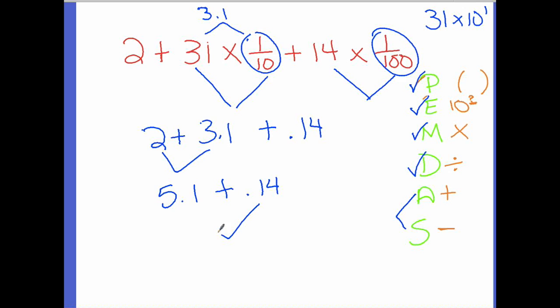1400 equals, anyone have the answer? What do you think? 5.15. Is it 5.15 or 5 and 1500? There you go. Okay, we'll review a little bit more of that in a little while after I go over today's lesson.